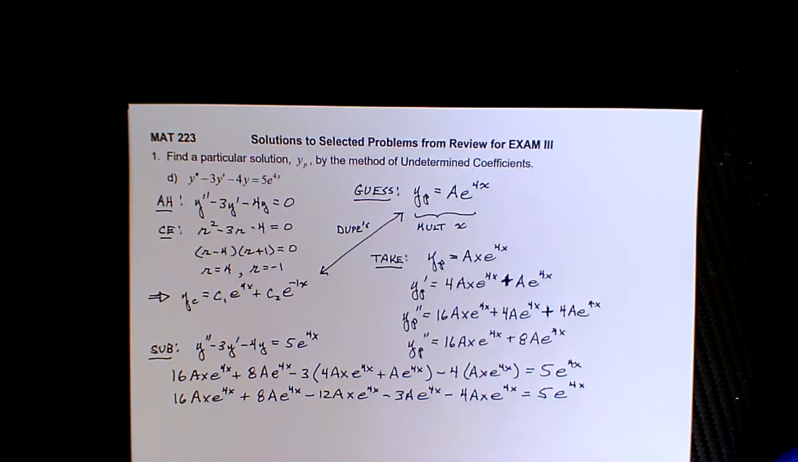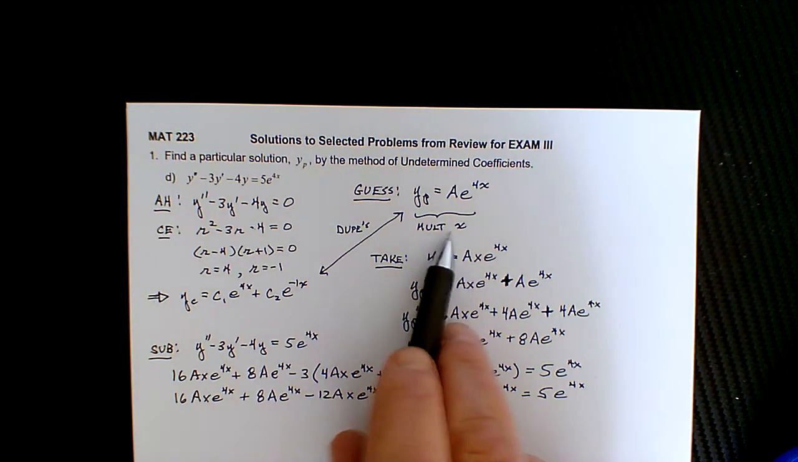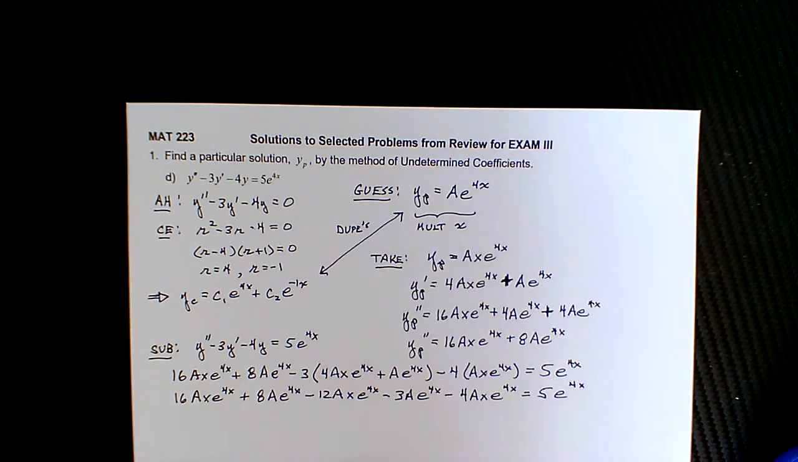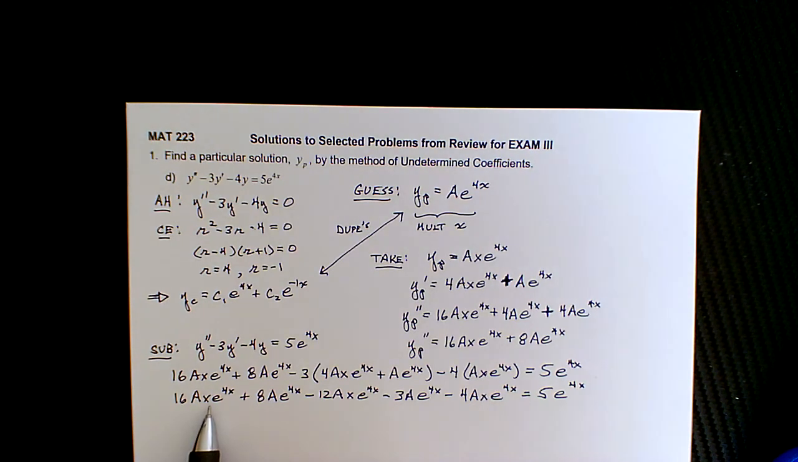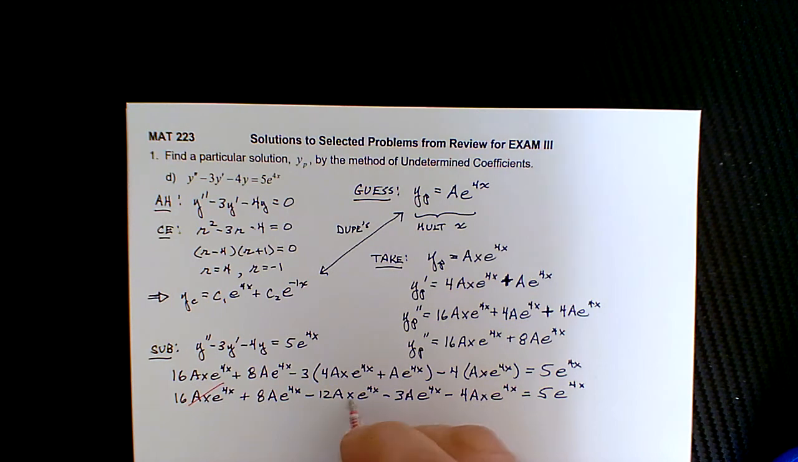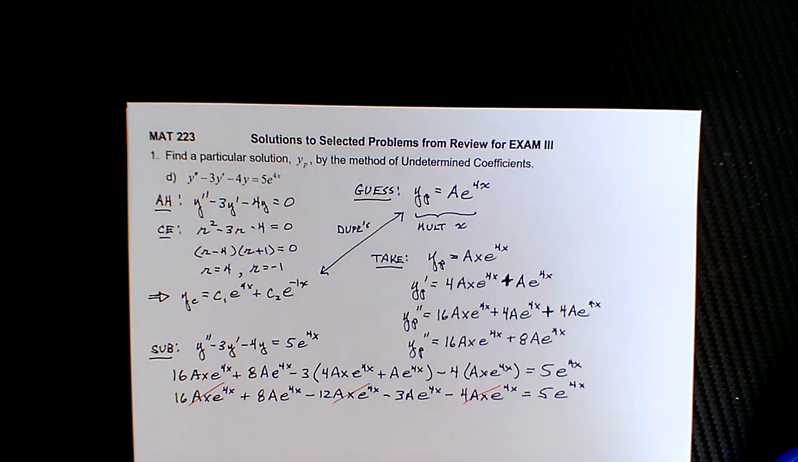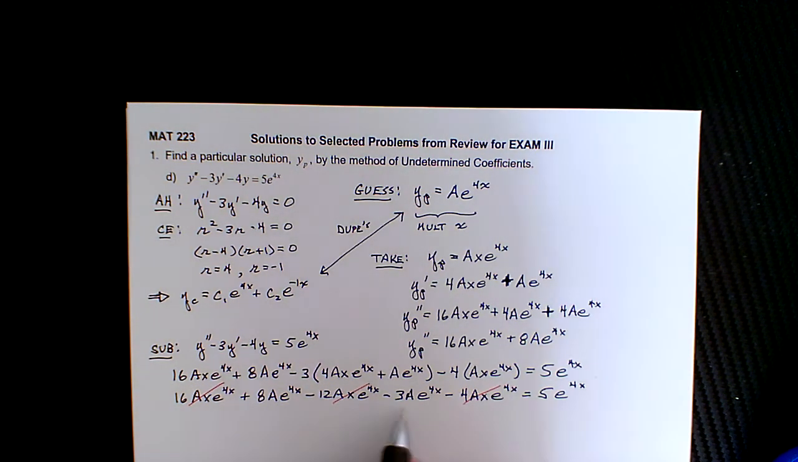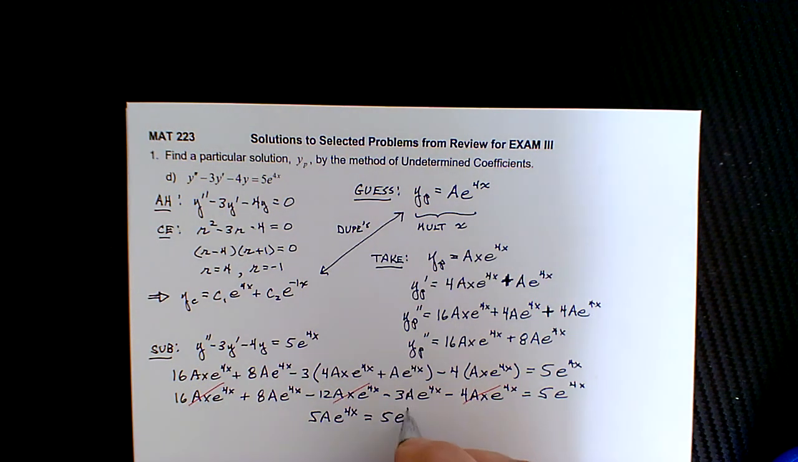Okay, and then what always happens when we have a situation where we had to modify the given guess by multiplying by a power of x is those terms containing that x should disappear. And that's true because notice how the 16ax e to the 4x goes away with this negative 12 and the negative 4 of them. So all we have is 8a e to the 4x minus 3a e to the 4x, or 5a e to the 4x, now equaling 5 e to the 4x.